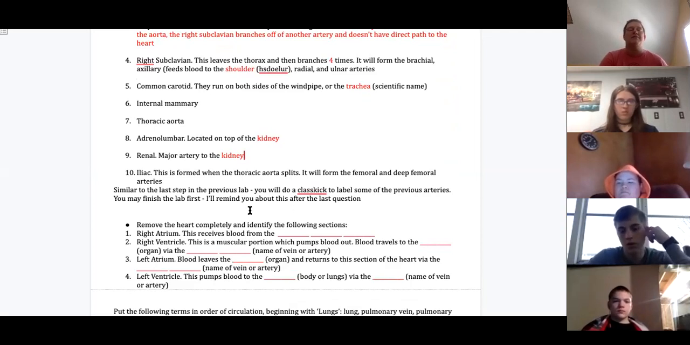Okay, then in the lab, I remove the heart. Then we go through the parts of the heart. The right atrium, the right ear flap receives blood from the superior vena cava.